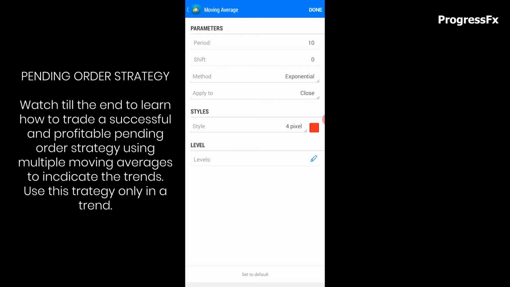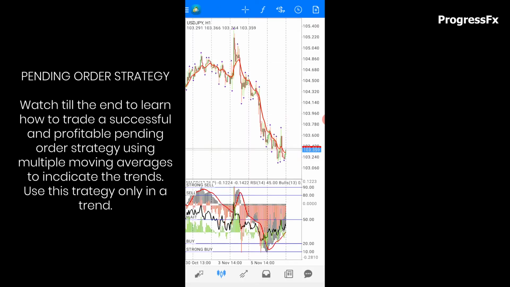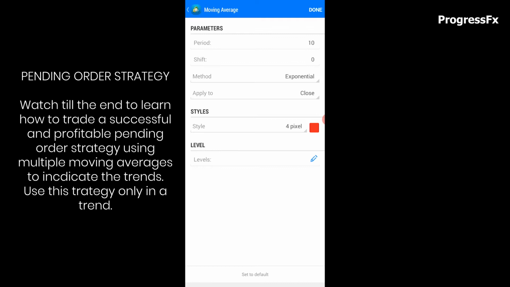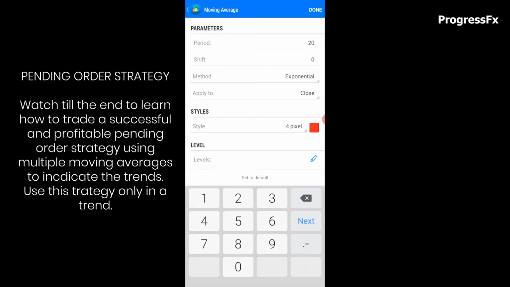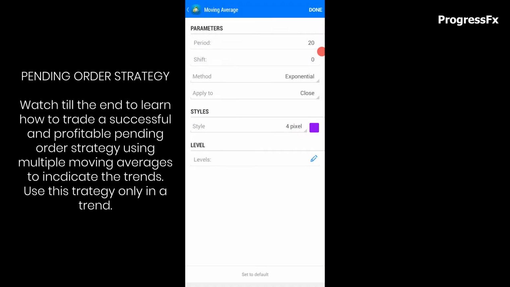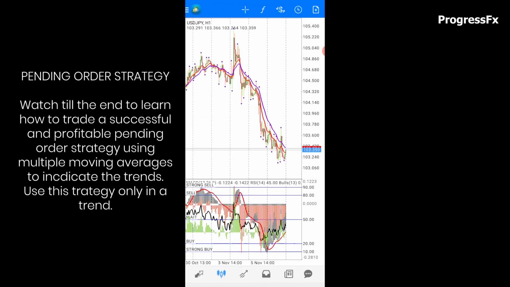As you can see, you set the method to exponential, and apply to close. Then you go back again, select moving averages. In this place you add 20. You leave the method to exponential and apply to close. Then the color to purple. You can use any color of your choice, but that's the color of my choice.